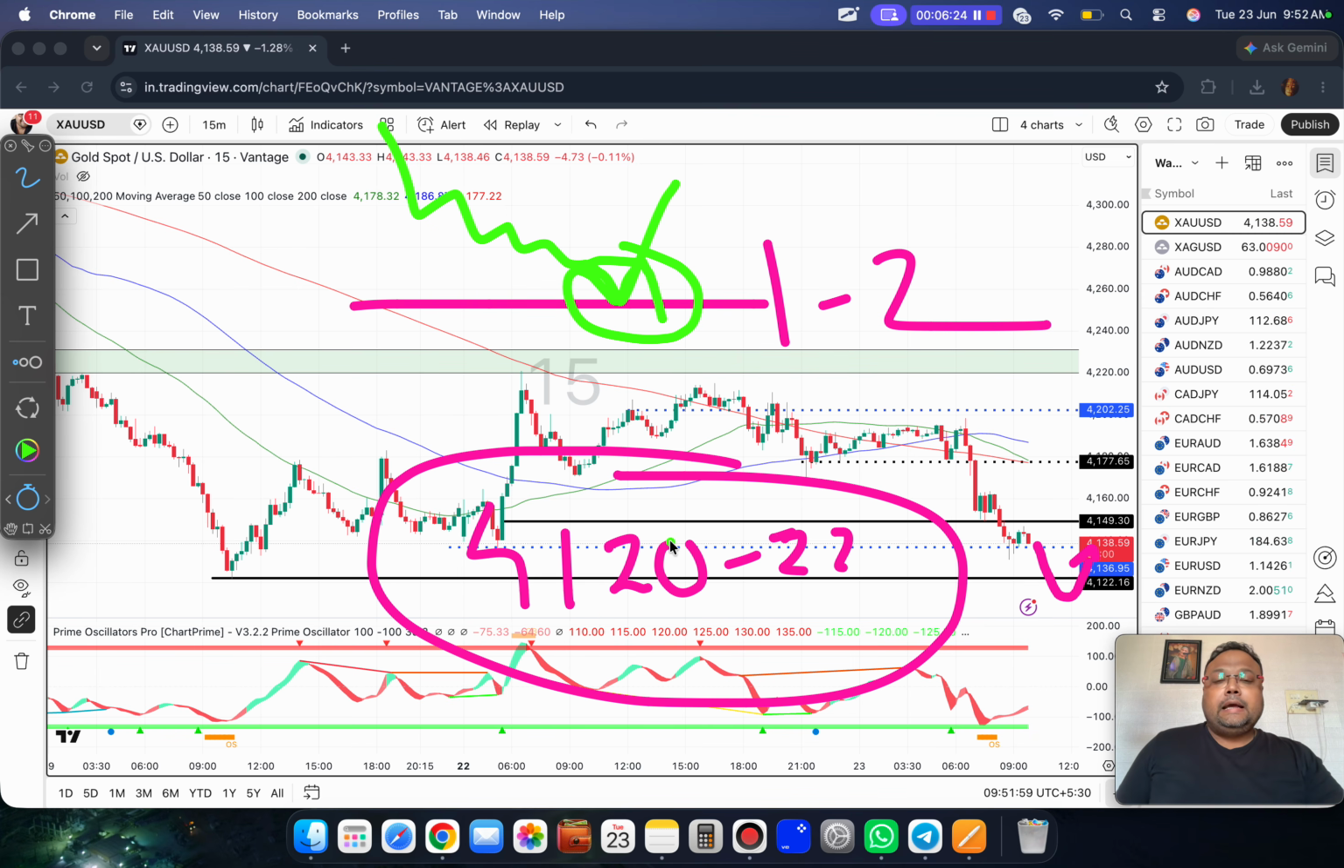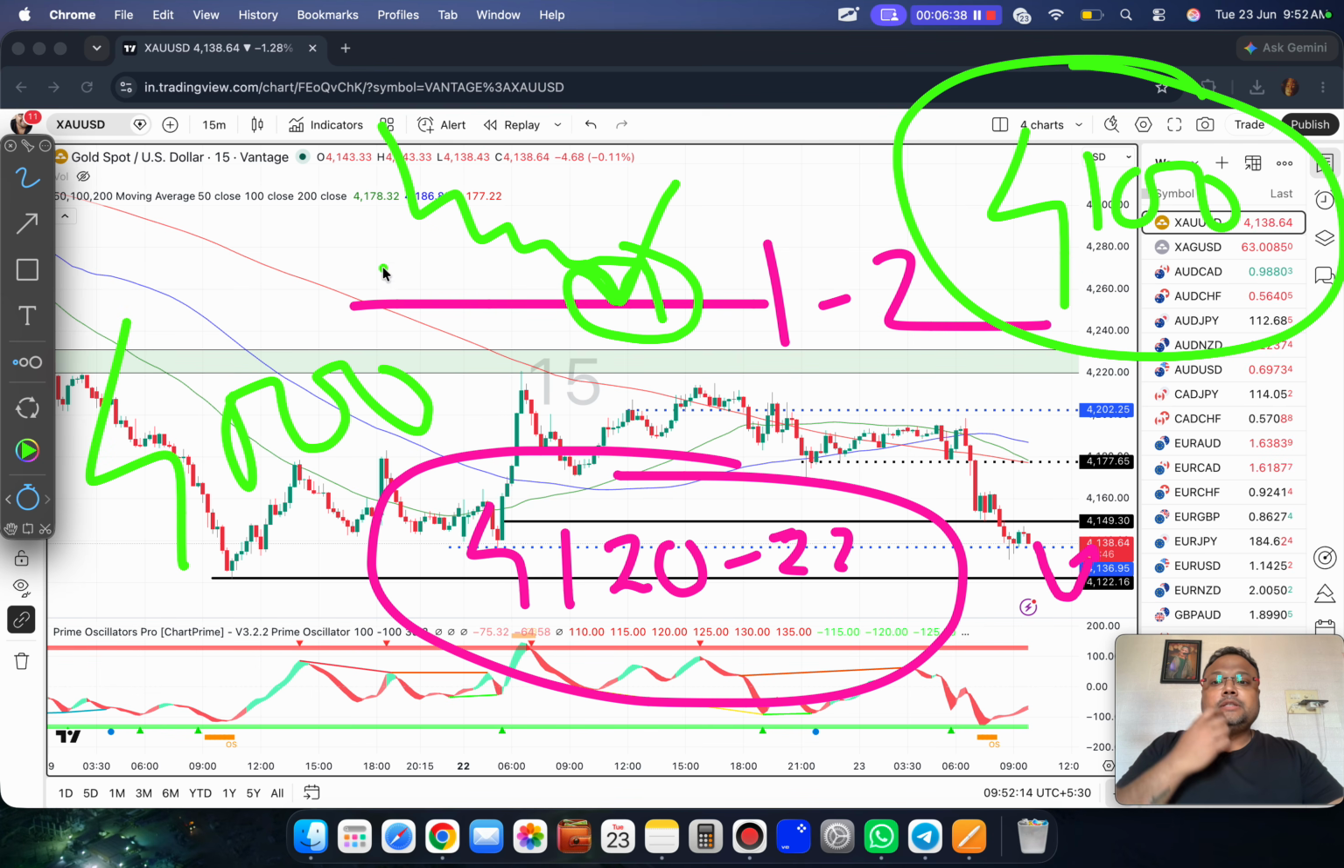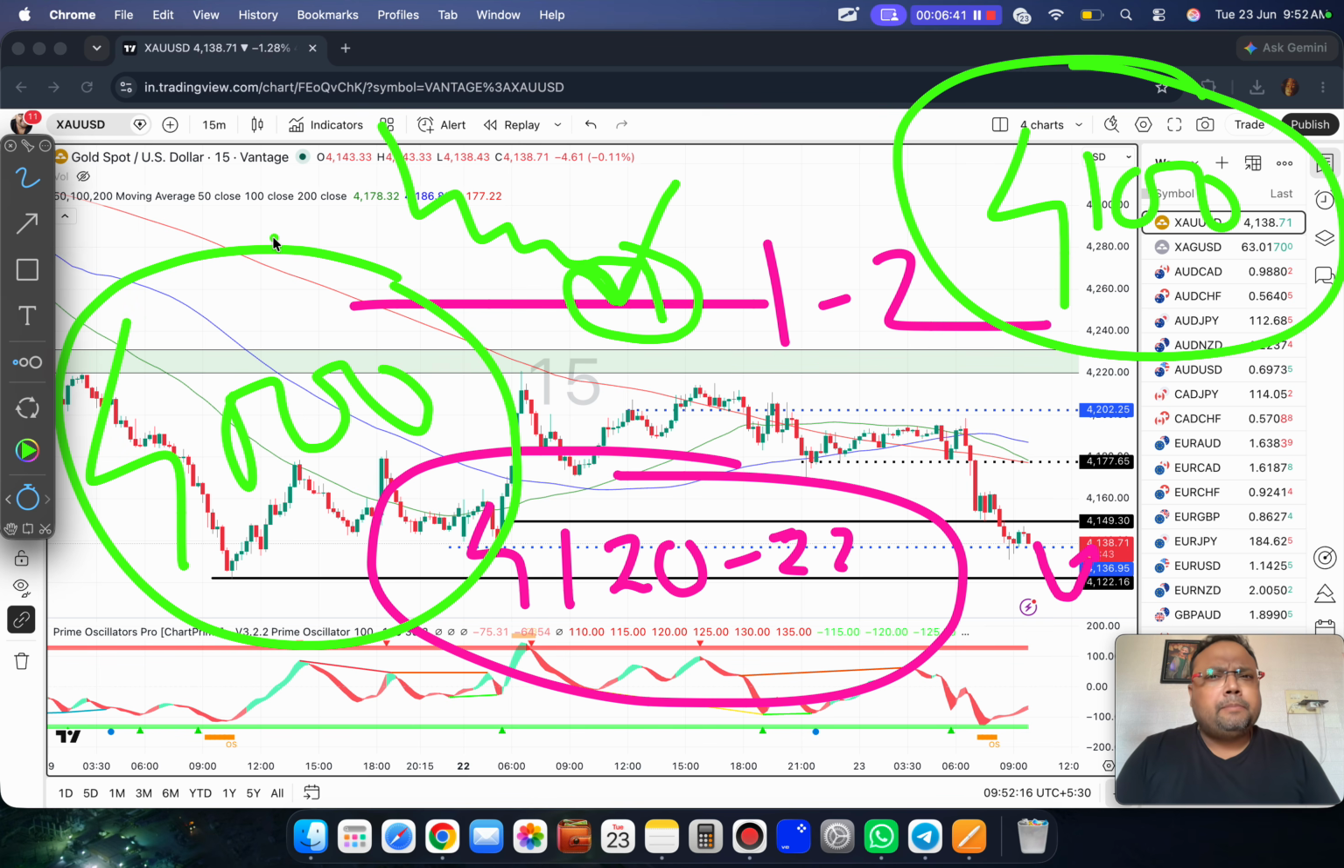And where is the next support? 4100 is the next psychological support, but obviously, as we all know, on the chart of gold, the downside is clear. Personally, I feel 4000 is the key level for gold. The buyers will try to hold the 4000 level, because market knows it very well. If gold slips below 4000, then things will be different. Buyers will be under really strong pressure. Market will be in panic mode. So I think 4000 is the next support. 4000, 4050, buyers will try their best to protect the market.